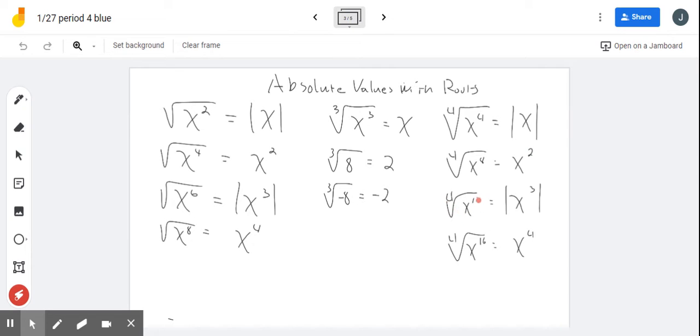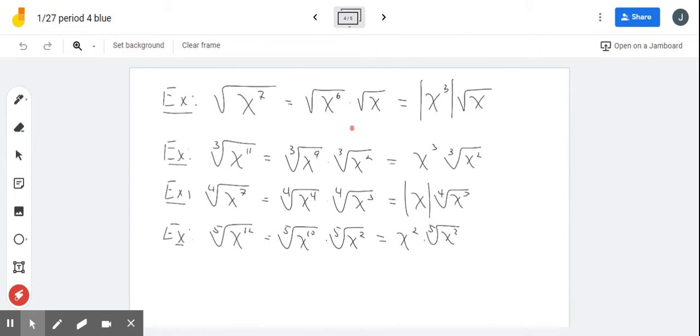Fourth root of x to the 12th, 12 divided by 4 is 3. It's an odd power, so we need absolute values. Fourth root of x to the 16th, 16 divided by 4 is 4. It's an even power, we don't need them. So this is a pattern that we're going to have to learn. We only need absolute values when taking a square root, a fourth root, a sixth root, an eighth root. We do not need them when taking a cube root, a fifth root, or a seventh root.